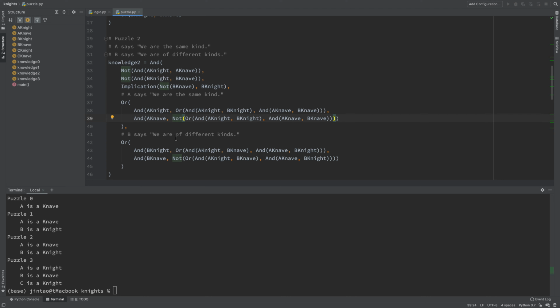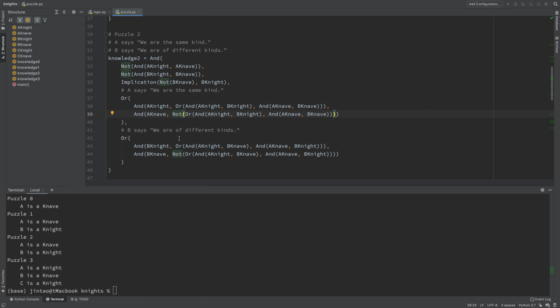And B says we are of different kinds. So similarly, if B is a knight, one of his statements is going to be true, which means A is a knight and B is a knave, or A is a knave and B is a knight. And similarly, if B is a knave, his statement is not going to be true, so we need to put a not in the previous statement. Combining this information, the AI is able to draw the conclusion that A is a knave and B is a knight.